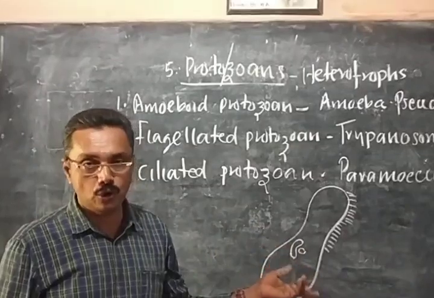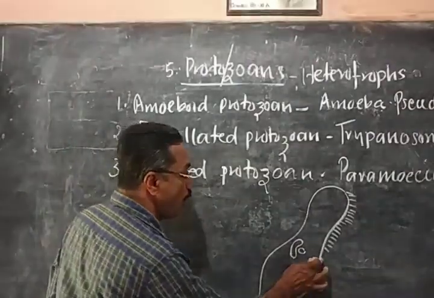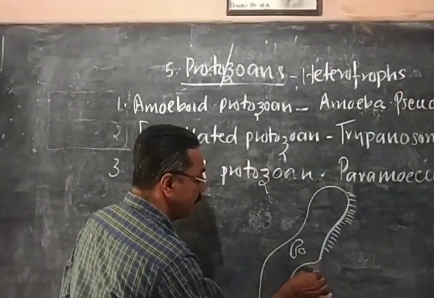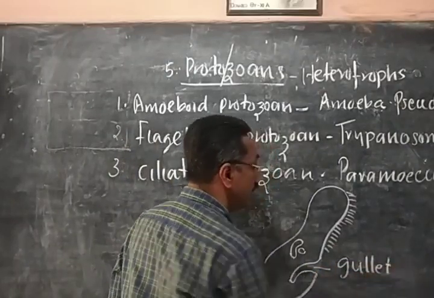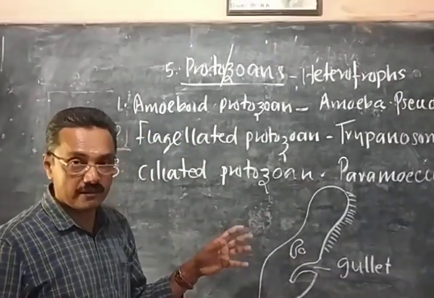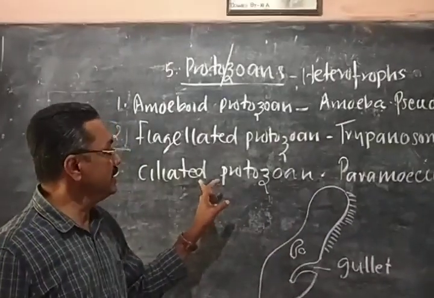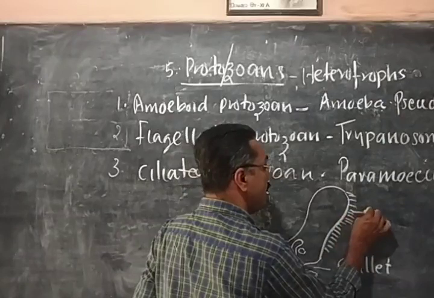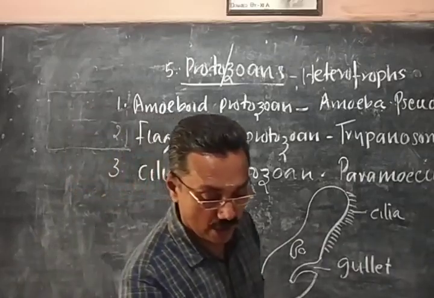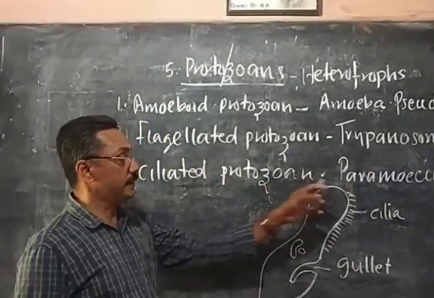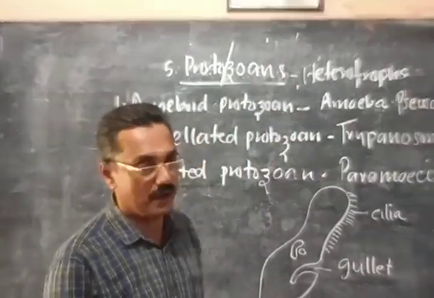An animal with pure animal character. Both nuclei, macronucleus and micronucleus, and a small mouth-like structure. This mouth-like structure is called the gullet. And it has contractile vacuoles. So Paramecium-like organisms are called ciliated protozoans. This structure is called cilia, C-I-L-I-A, for movement. Paramecium is a typical example.